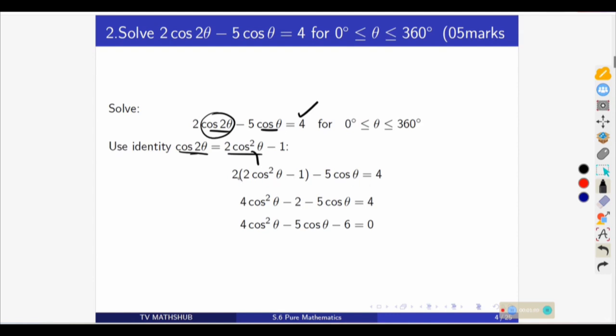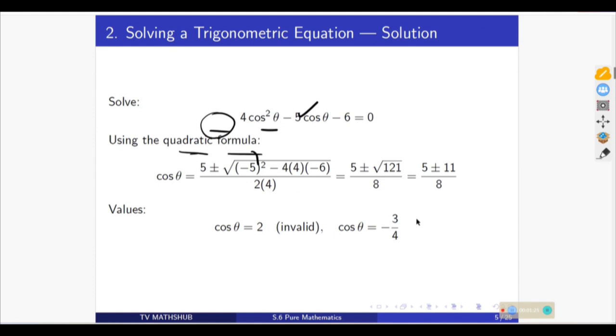So try to simplify this. This will give us 4 cos squared theta minus 2 minus 5 cos theta equaling 4. So from here we can simplify, bring this 4 this side, and you get 4 cos squared theta minus 5 cos theta minus 6 equaling 0. So from there, we need now to simplify this further by using what we call the quadratic formula. Because we can easily see that this is actually a quadratic equation, because you have cos squared here, you have cos here.